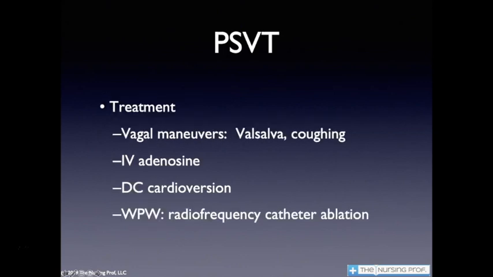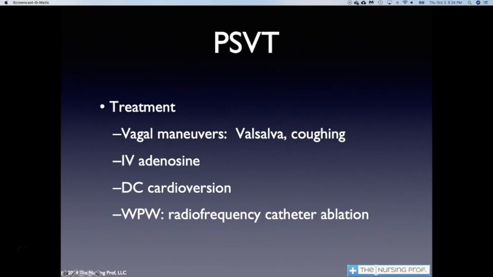So our treatment is, first of all, a vagal removal. Oh my gosh. Let's just stop and knock that out. So treatment then would be a vagal maneuver, like a Valsalva or coughing. We want to try to get some increased intracranial. Again?